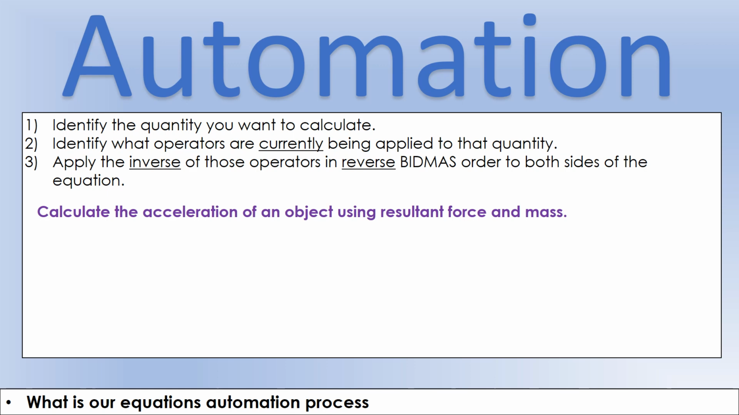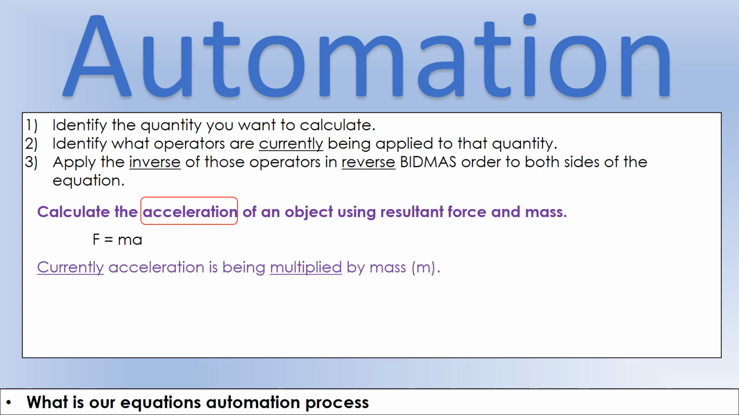So what we want to do is calculate the acceleration of an object using resultant force and mass. So this is stage 1, what do we want to calculate? Well, we want to calculate acceleration. So we've done stage 1. Then we always figure out what our equation is. So our equation linking these 3 things is F equals ma. So what operators are currently being applied to that quantity? Looking at acceleration, we can see it's currently being multiplied by mass. We can see that in the equation.